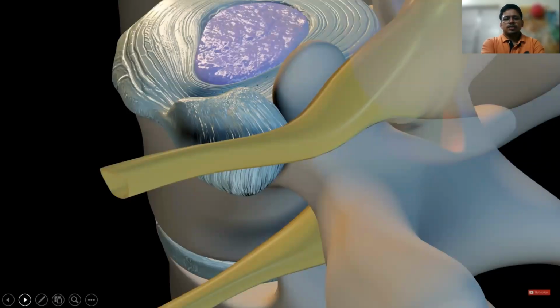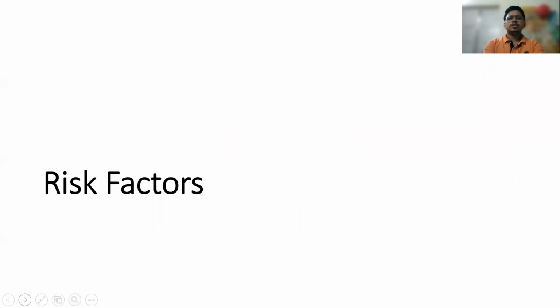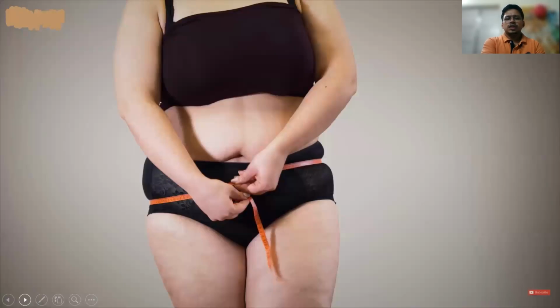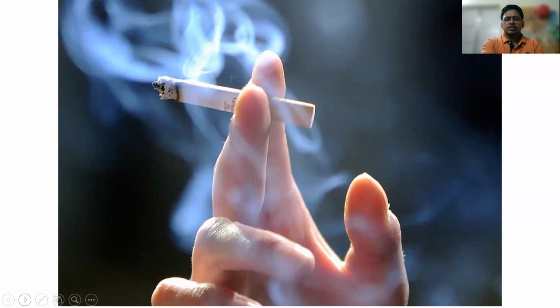This is the broader spectrum view of how disc herniation compresses the nerve structure. There are a few risk factors in our day-to-day life, environmental and biopsychosocial. We have to assess what the risk factors are. The first risk factor is age. With increasing age, the chance of disc herniation is more. With obesity, the chance of disc herniation is more. With increasing high axial load, like from the workplace, it is more. Smoking cigarettes is one of the risk factors.